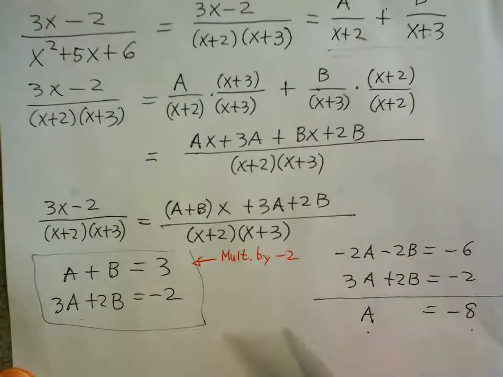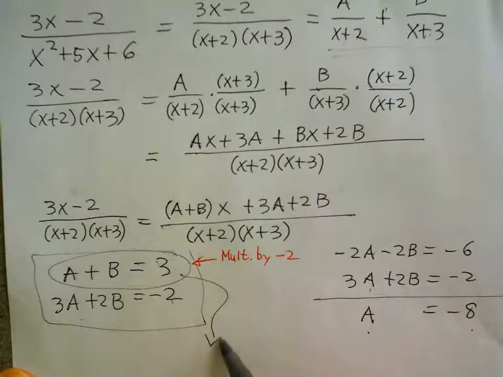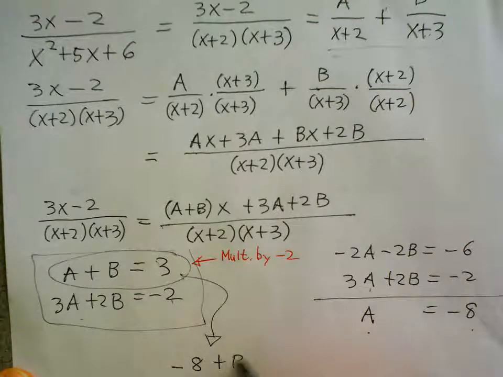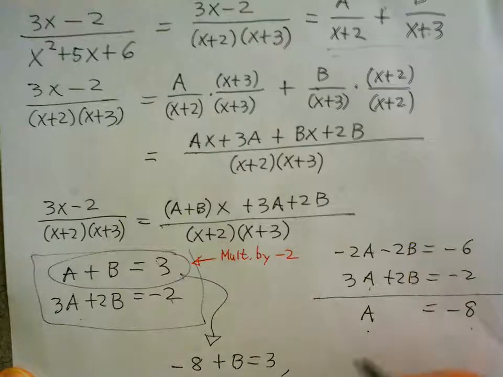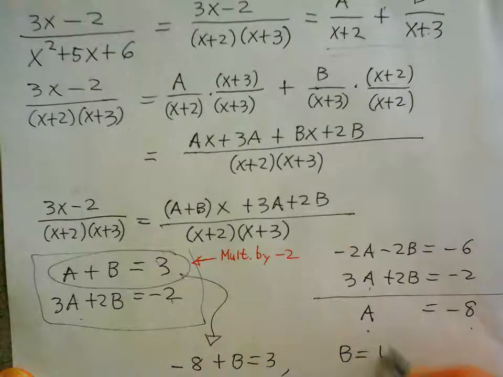And then we can use any one of those equations to determine what b is. I'll use this top equation, a plus b equals 3, and replace a with -8. So -8 plus b equals 3. Add 8 to both sides, we get b equals 11.